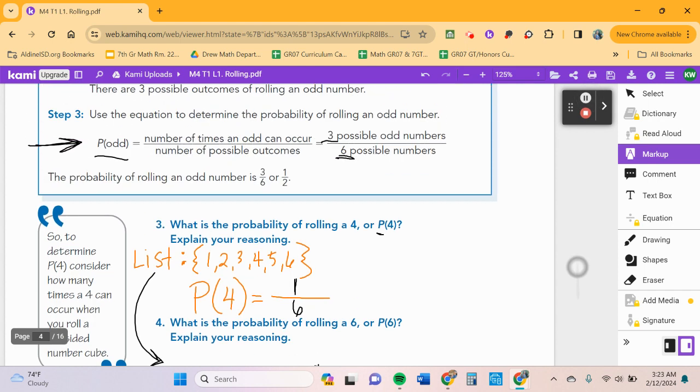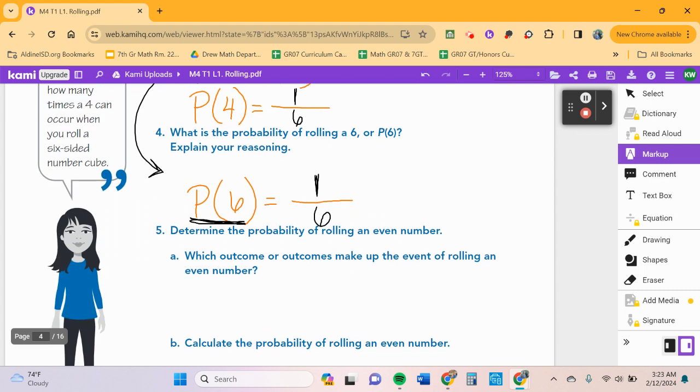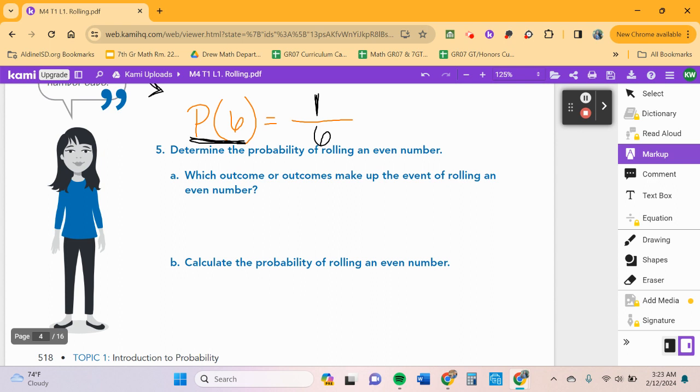Now, you've read the worked example. You've seen me explain questions 3 and 4 and work through finding the probability of those two. Now, I want you to work on your own. So, you're going to complete number 5, 5A, 5B. Now, this is broken up here, so read carefully. It says determine the probability of rolling an even number.